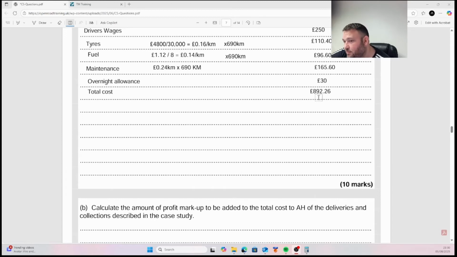£892.26. How do we find out 20% of that? Well, all we do is we multiply it by 0.2. So 892.26 multiplied by 0.2 equals 178.452. Now we've got an extra number in there. What are we going to do with that? Remember, it told us to round it to the nearest penny, not pound, penny. So the nearest penny would be £178.45, and that will be our profit markup for part B in that question.